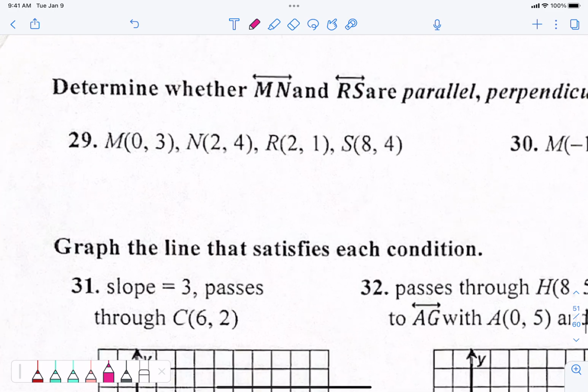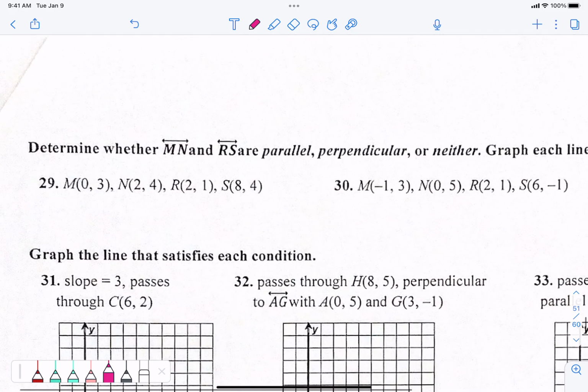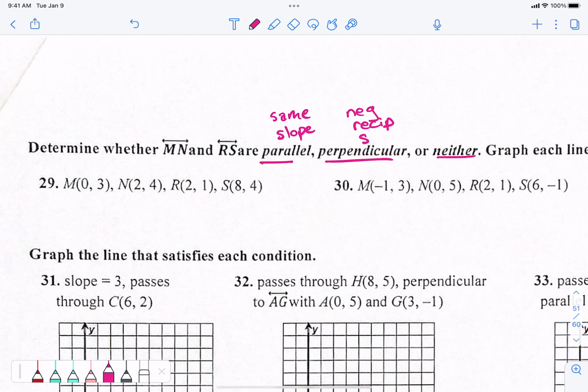Okay, backside. Parallel, perpendicular, or neither. To determine that, we look at slope. Parallel lines will have the same slope. We can write this down on a note card. Perpendicular lines are going to have the negative reciprocal slope. We're going to be able to use this on the test.